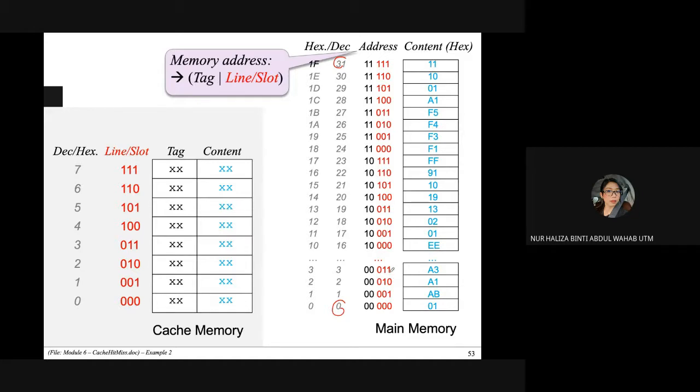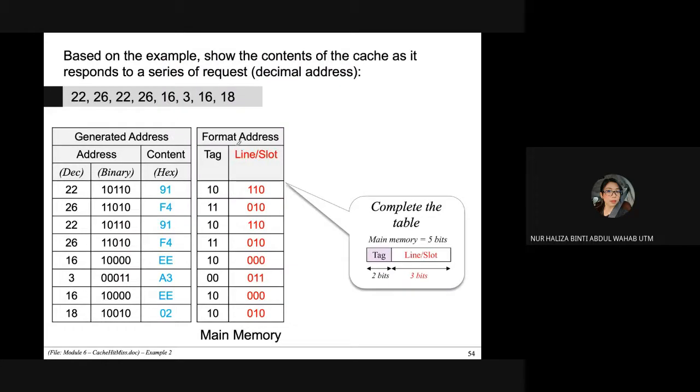And this one is similar to the previous, and you can see the difference is in your cache. Now you can see your cache having 8 possibilities because it is 2 to the power of 3, right? So 8 possibilities you're going to see, and the content over here is not given, so you just put the x-axis for now. Based on the example, show the content of the cache as a response to the series of requests.